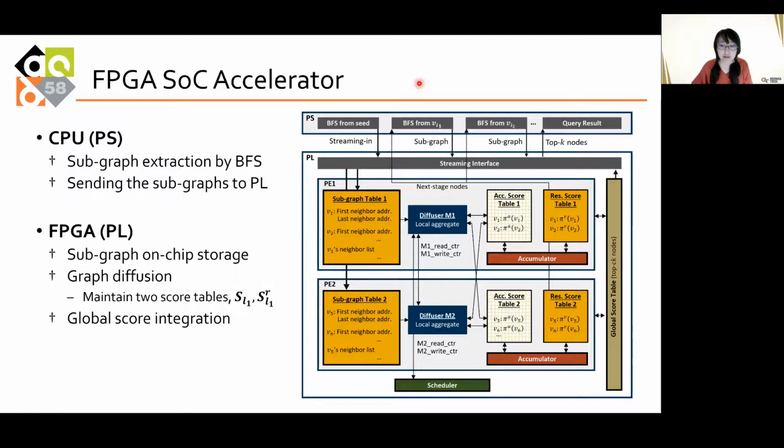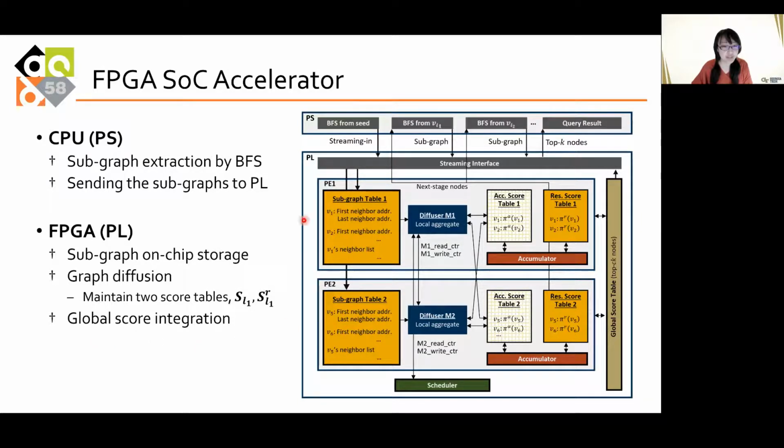Now let's introduce our FPGA-based accelerator. This figure shows the basic architecture of the accelerator. There are two parts, the CPU part and the FPGA part. Inevitably, we have to extract the subgraphs using the BFS algorithm. This part is done on the CPU, and the CPU sends the subgraphs to the PL side. The PL on the FPGA stores the subgraphs on chip and then applies the graph diffusion, and finally it has to integrate the scores into a global score table to maintain correctness.